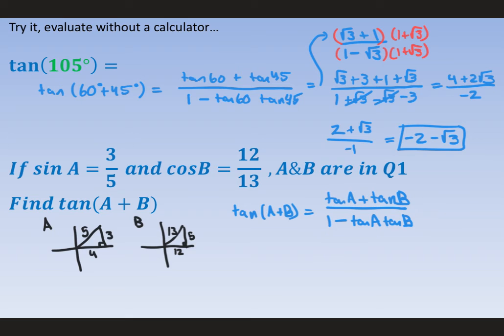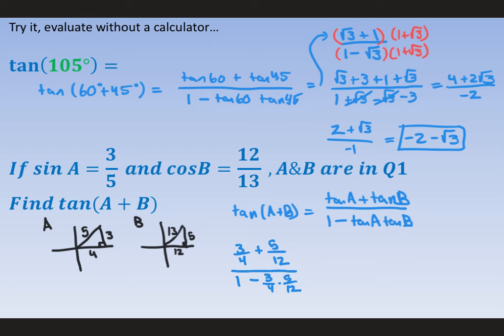So you're probably thinking, well, why did we draw these angles over here? Before we only knew what sine and cosine are, but now that we've drawn these pictures, we can find what tangent A and tangent B are from our pictures. Tangent A is 3 over 4, tangent B is 5 over 12. So let's go ahead and plug that into our problem. So we have 3 over 4 plus 5 over 12 over 1 minus 3 over 4 times 5 over 12.